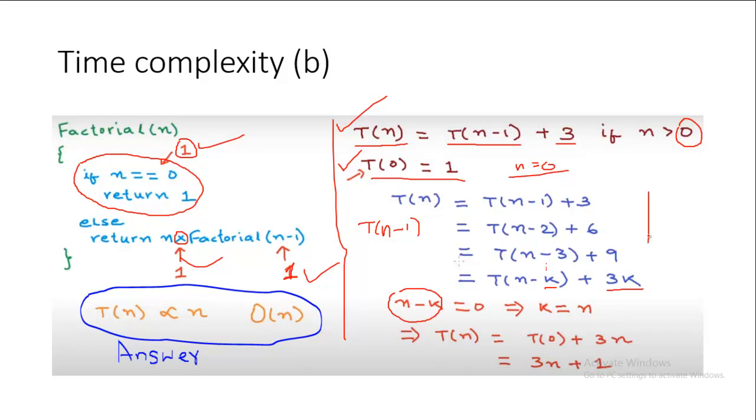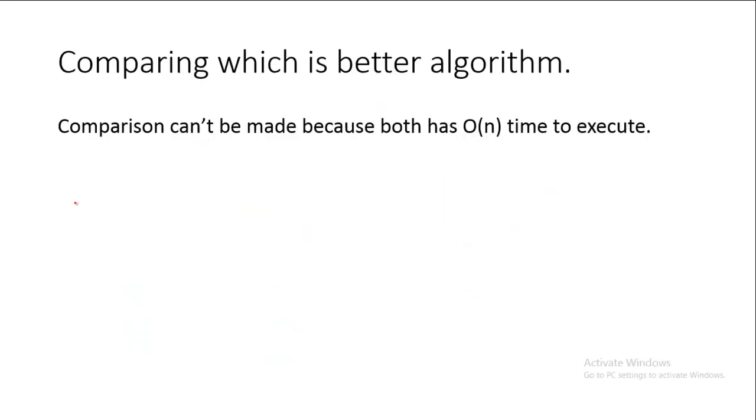Well, in short, let me tell you, don't get confused. This is actually T of n is directly proportional to n, and it means that order of n. So it means that the time complexity of both the algorithms are the same. That is why comparison cannot be made, because both has order of n time to execute this algorithm.